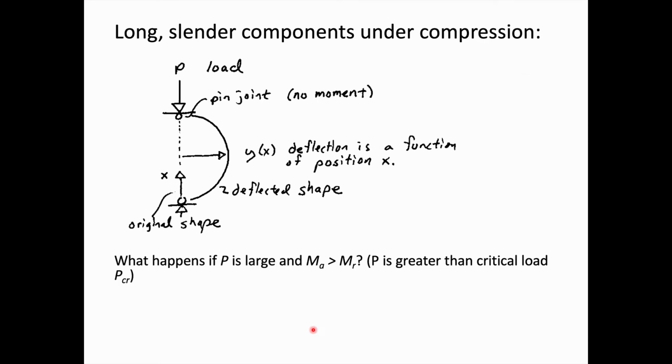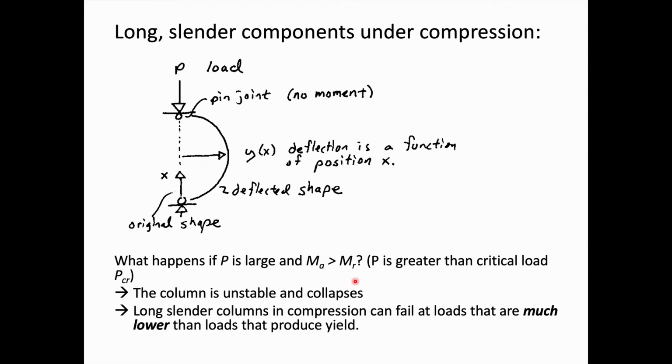So what happens if the load is really large and the applied moment is larger than the restoring moment? That means that the load is greater than the critical load and the column goes unstable and it collapses. That's what we want to avoid. That's the failure mode, this elastic instability. Long, slender columns in compression can fail at loads that are much lower than loads that produce yield. So if we have something that's long and skinny, this is something that we really should pay attention to. It's a failure mode that should not be overlooked.